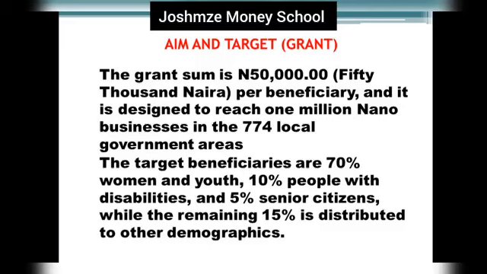Nano businesses are small businesses, right? It's also available for about 774 local governments, that is all the local governments in Nigeria. 70% is allocated for women and youth, while 10% is for people with disabilities, while 5% is for senior citizens. You know what that means? Our aged fathers and mothers, right? 15% is for other demographics.